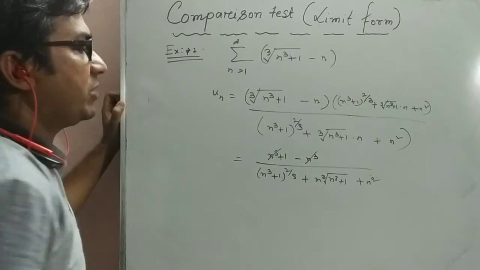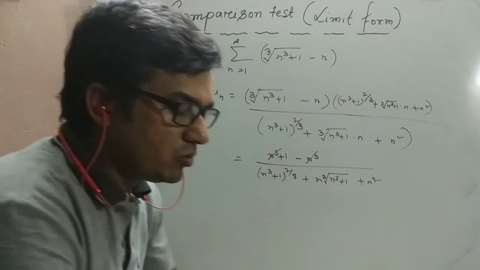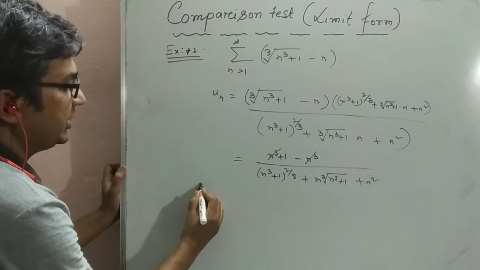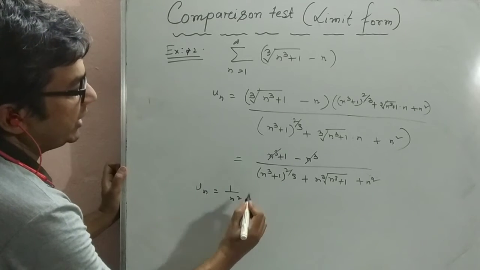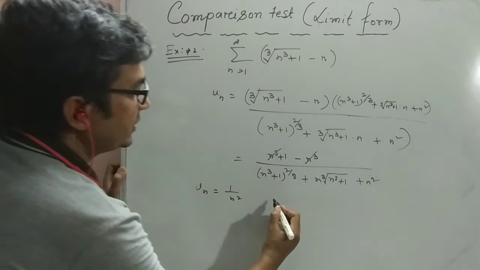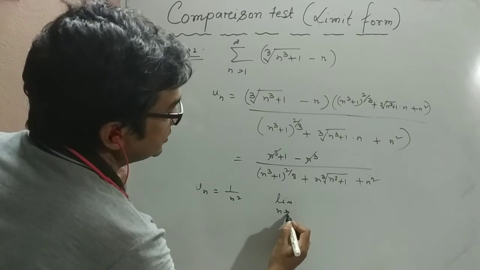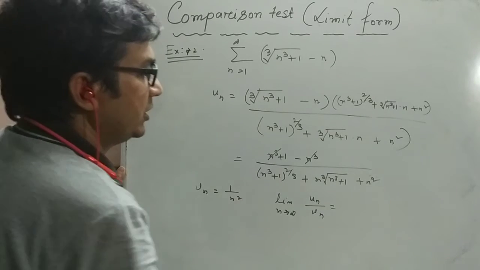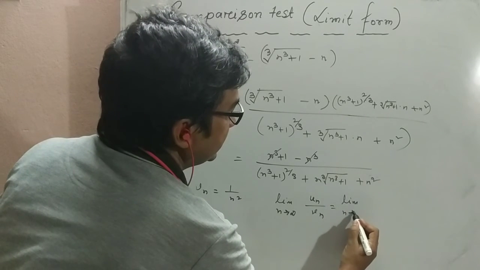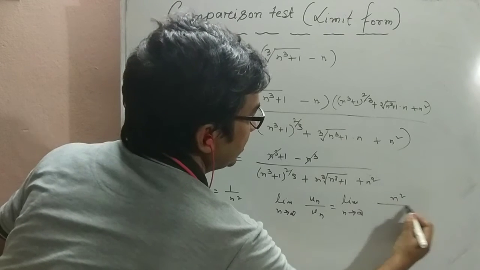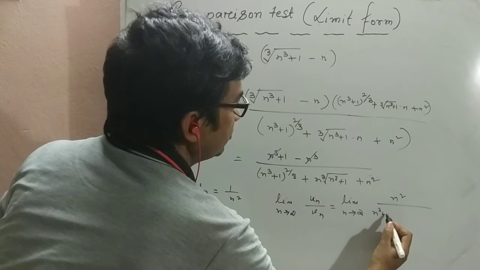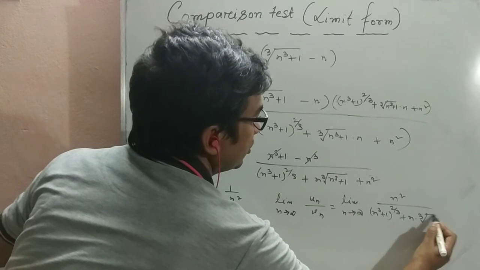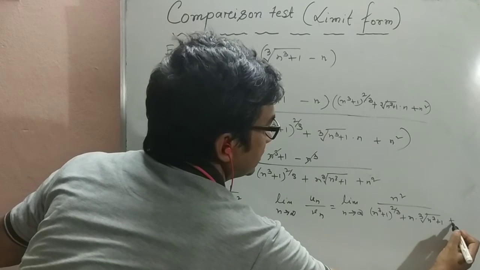So this is 1 by this. Now here we choose Vn equal to 1 by n square. Then limit n tends to infinity, un by Vn equal to limit n tends to infinity, n square by (n cube plus 1) to the power 2 third plus n into cube root of (n cube plus 1) plus n square.